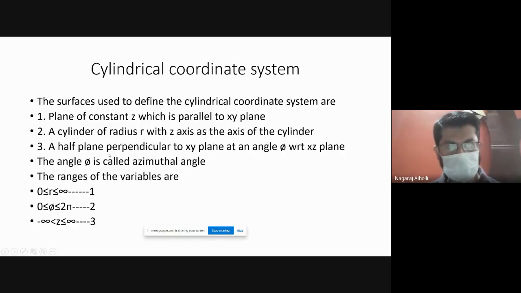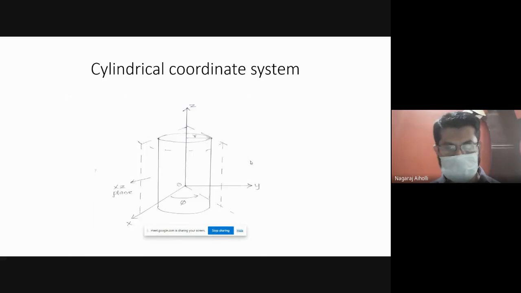Then a half plane perpendicular to the xy plane at an angle phi with respect to the xz plane. A half plane which is making an angle phi with the xz plane. So this is the half plane you are seeing here. This dashed line goes along this, then comes down here, then to the origin, and back to the same point. So this is called the half plane.